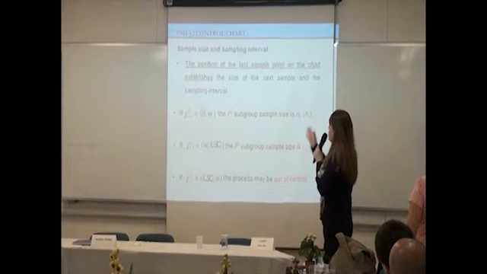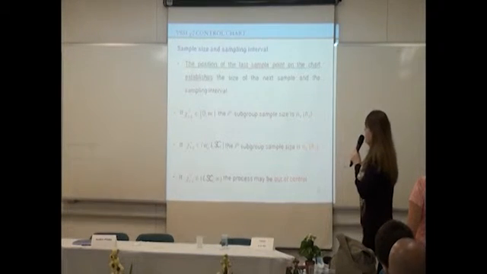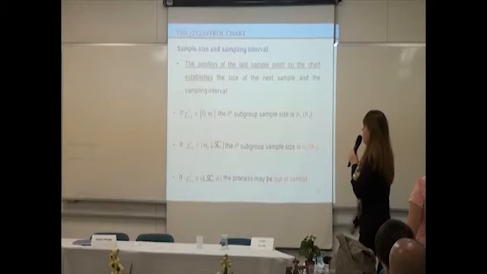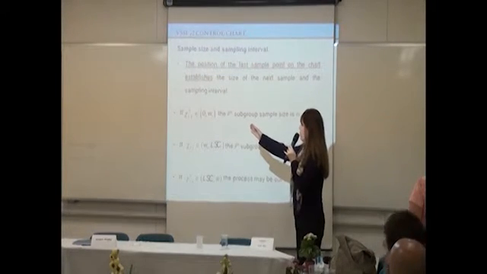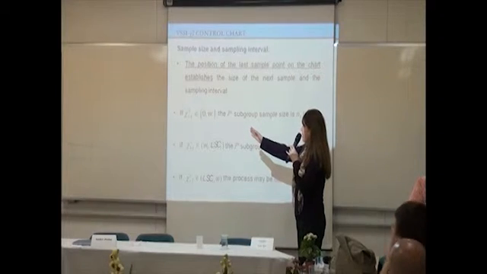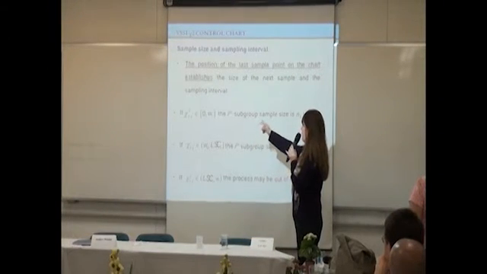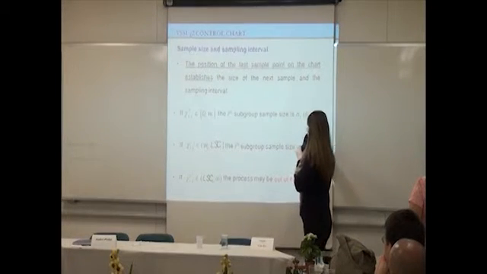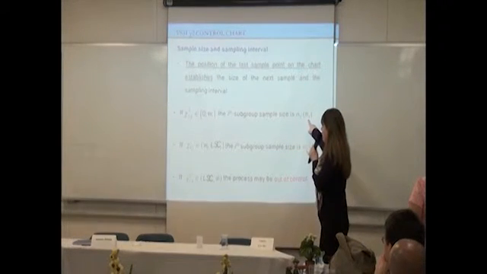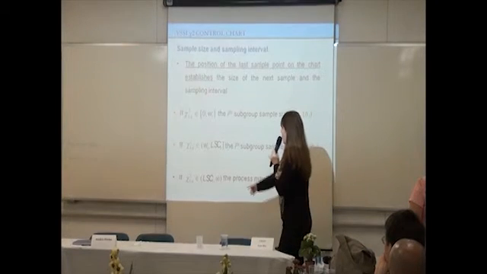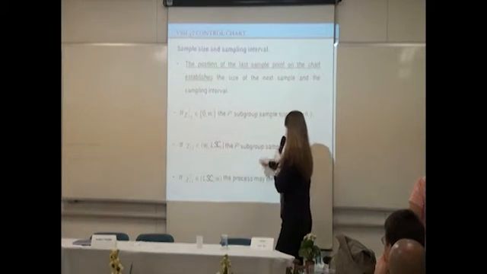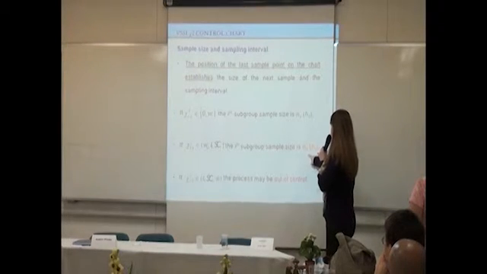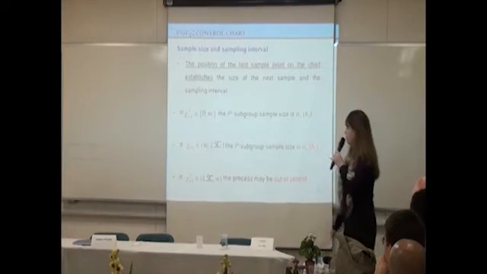What I said is that the position of the last sample point on the chart establishes the size of the next sample and the sample interval. So if the last statistic falls in the central region, the next subgroup sample size is going to have N1 and H1 parameters. If it falls in the warning region, the next subgroup sample size is going to be N2 and H2.